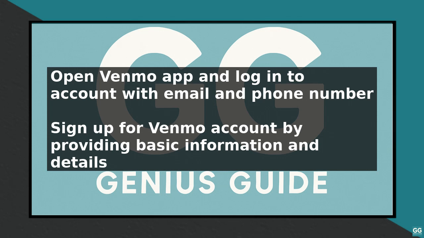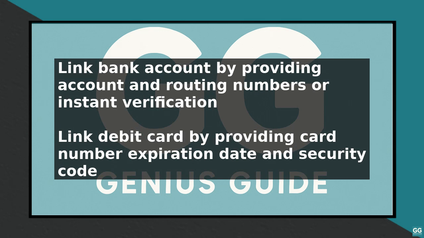Once you are logged in, navigate to the Settings menu by tapping on the three horizontal lines in the top left corner of the screen. From the Settings menu, select Payment Methods and then add a bank account or debit card. You can link your bank account by providing your account and routing numbers or by using the Instant Verification option if your bank supports it.